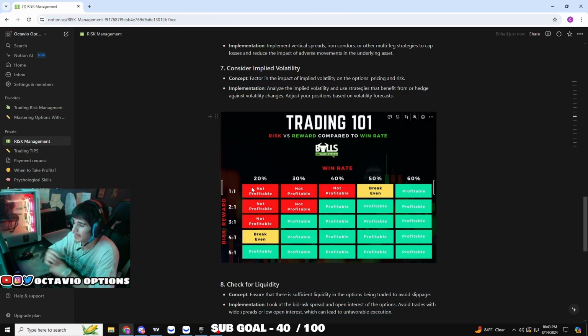You have to at least get over 50% if you do a 1-to-1. And it tells you right here, it's profitable if you hit a 1-to-1 at 60%. And this graph right here, if you want to hit a 2-to-1, it's not profitable at 20%. You have to hit higher than 30% to be profitable in a 2-to-1 risk.